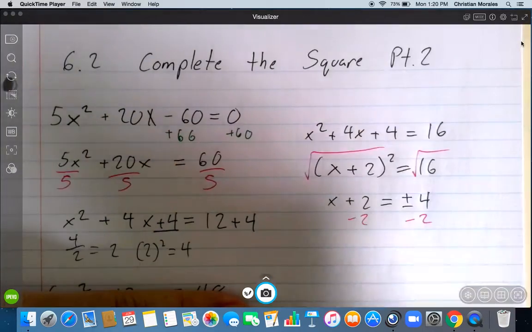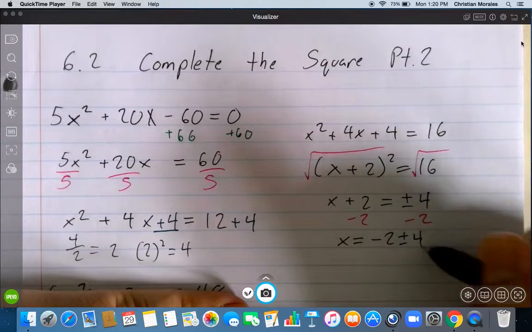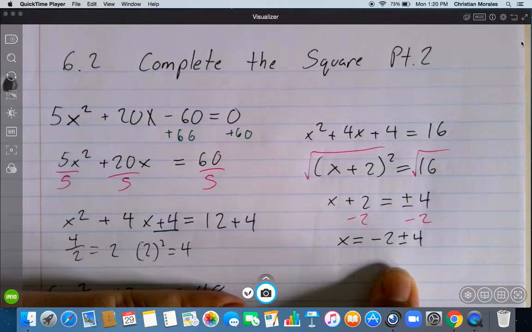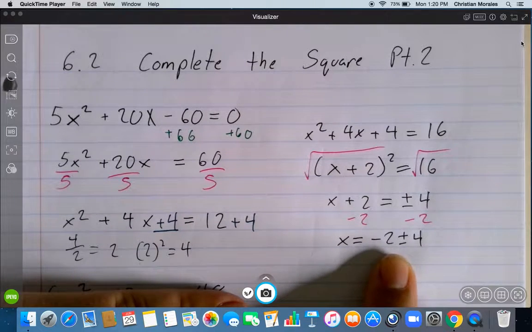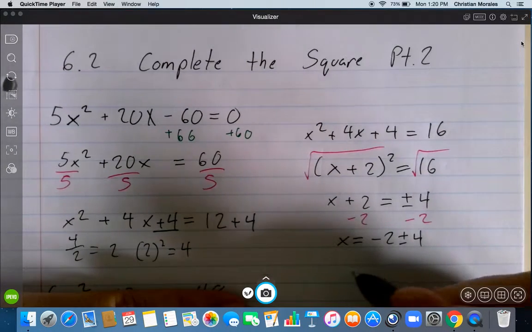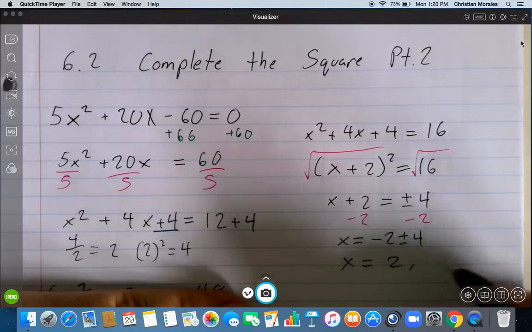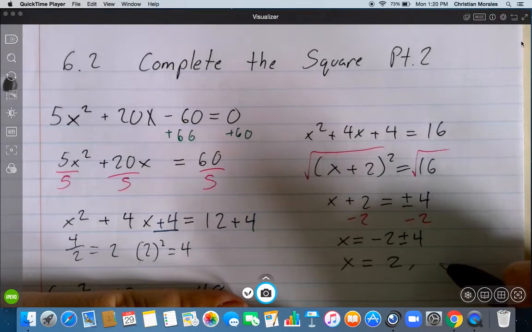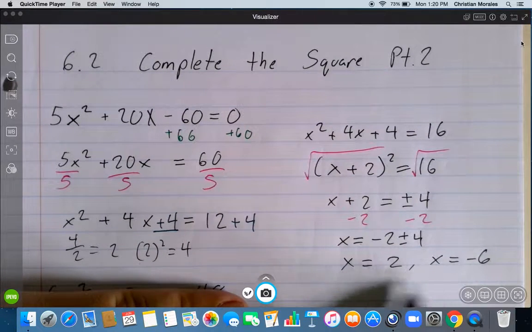Now, x equals negative 2 plus or minus 4. Now, because these are whole numbers, we can actually add or subtract them. Let's start with adding. Negative 2 plus 4 is 2. Negative 2 minus 4 is negative 6. So these are your two answers.